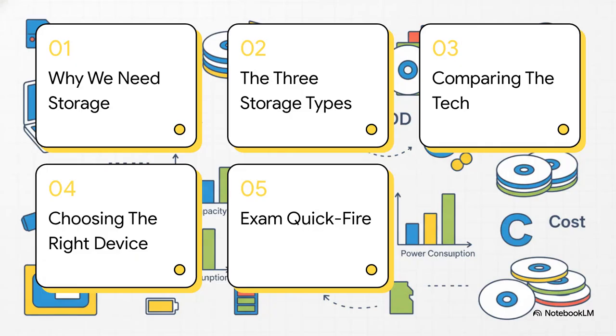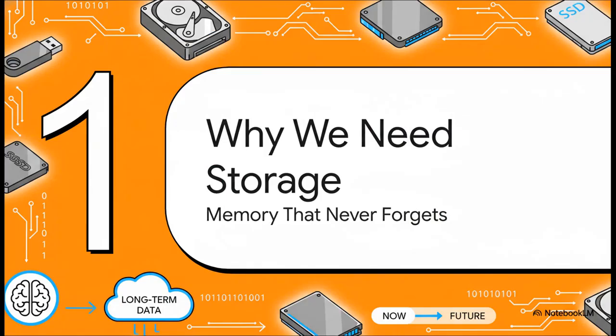So here's the game plan. First, we'll cover why we even need this stuff. Then, we'll dive into the three main types you've got to know for the exam. After that, we'll put them head to head, see how they stack up, and then apply that knowledge to some real exam-style questions. And to finish off, we'll do a little quick-fire round just to make sure it all stuck. Sound good? Let's go. Okay, section 1, why we need storage.